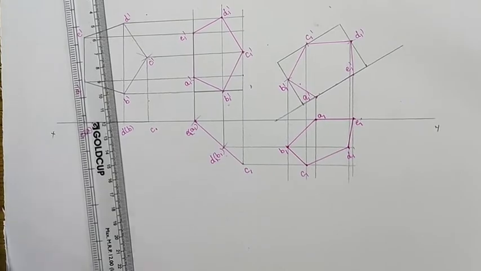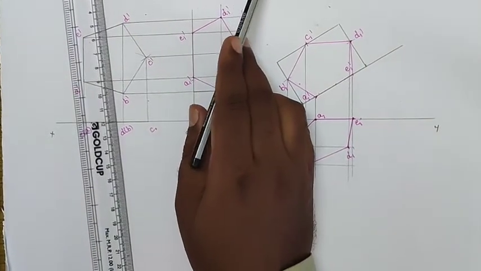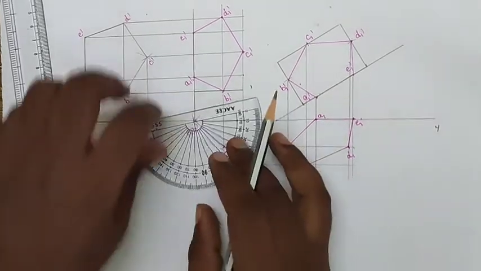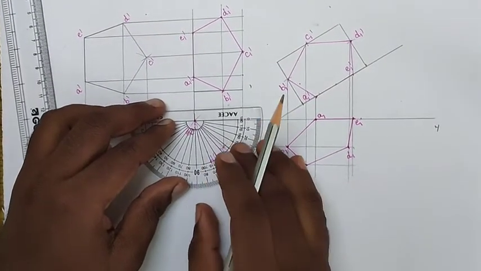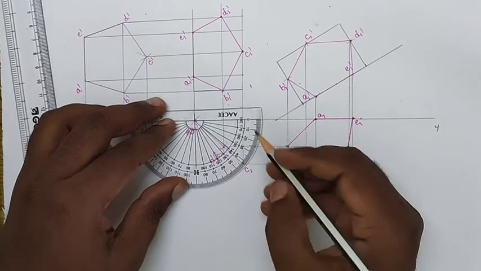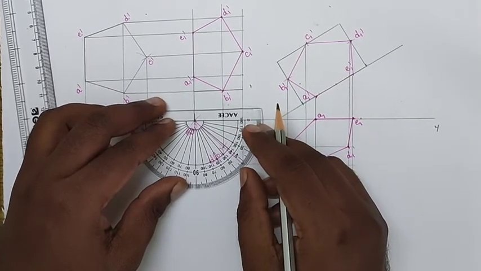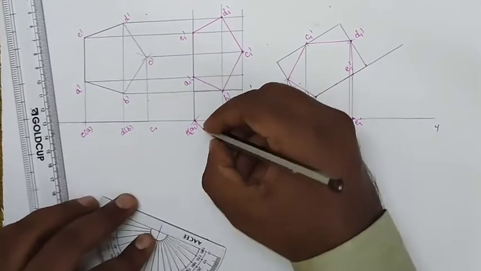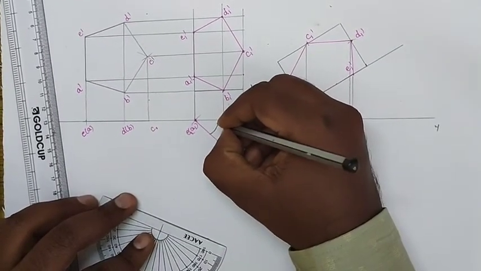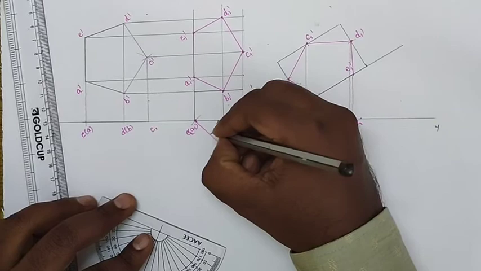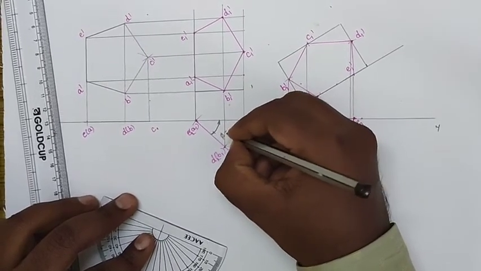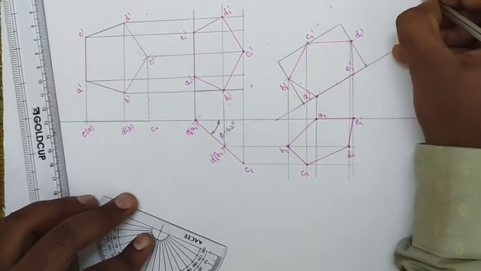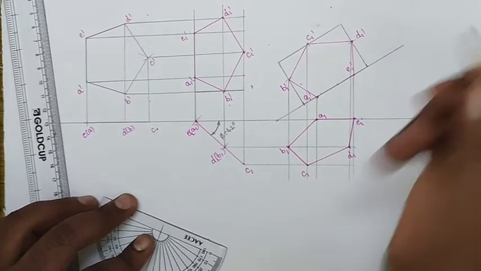So what they are asking here is the surface inclination with respect to VP. That means you can measure this angle. How much should this angle be? So we'll get 41 degrees or 42 degrees. So this angle they are asking in the problem. So I am finding this angle phi. Phi is equal to 42 degrees. So mention here phi is equal to 42 degrees.